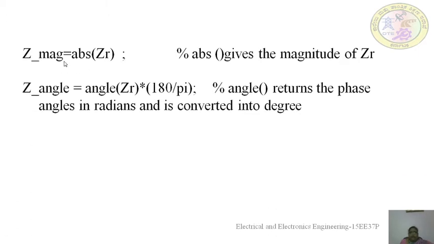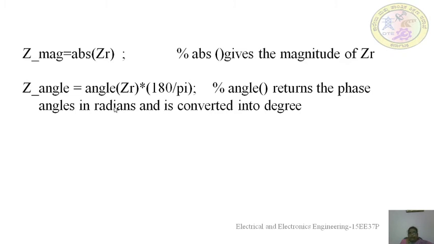Then after getting the magnitude, I am going to get the angle. So the angle function returns the phase angle in radians. So when I give angle of ZR, I am going to get the angle, but it is in radians. So I want to convert that radians into degrees. So I will multiply it by 180 divided by pi. So now here I will get the magnitude, and in this one I will get the angle.